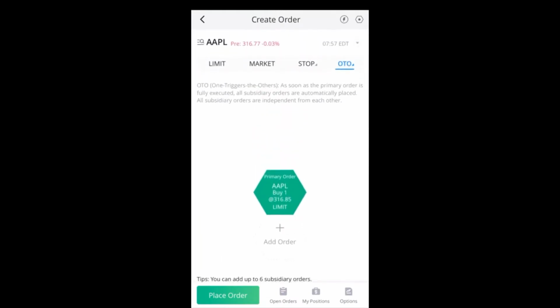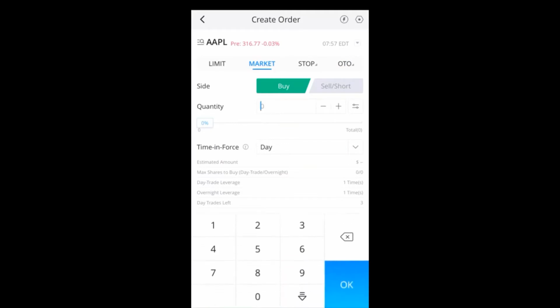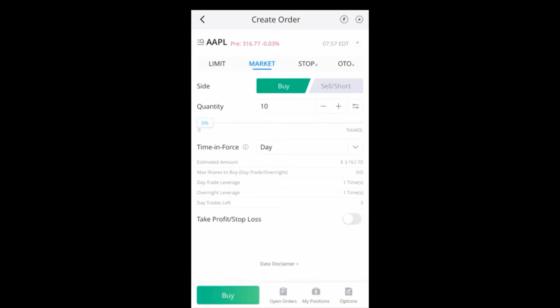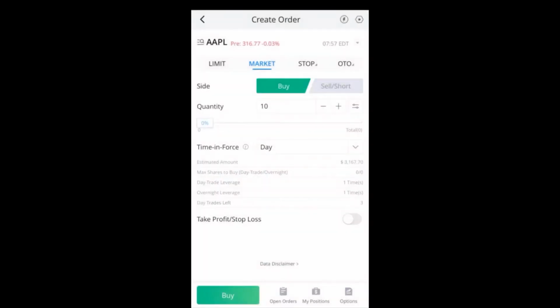But the basics that you do need to know is a market order. When you do a market order, you're just saying, I want to buy this amount of shares, whatever that is. You can click the plus button to go up and down, or you can just type in how many shares you want to buy, or you can click the button to the right of the plus button and choose a higher number. Either way, however many you choose, you then go down to time in force.